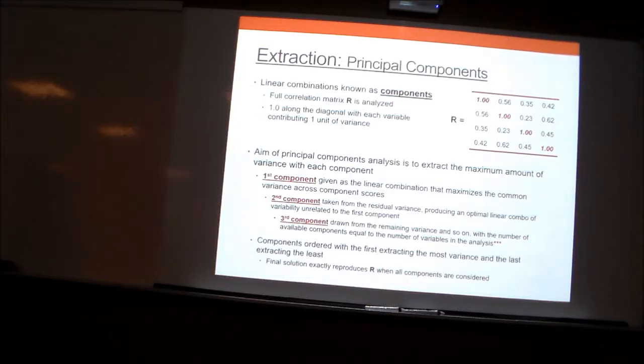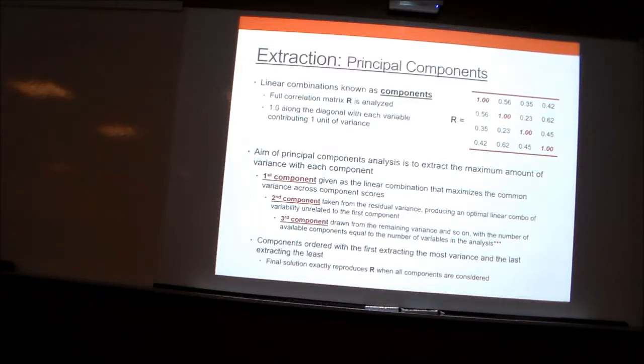As we're going through, as you can imagine, our components tend to be ordered. Our first component extracts the most variance, the last vacuums up the very least. And again, the final solution perfectly reproduces our correlation matrix when all components are considered. Okay, so this is a lot of abstract matrix math, but people get a general idea of what's going on with these components.